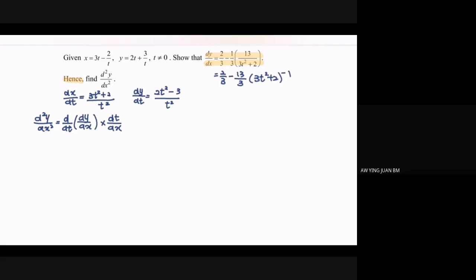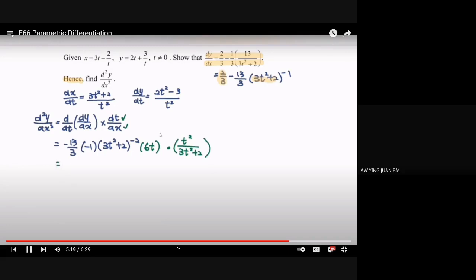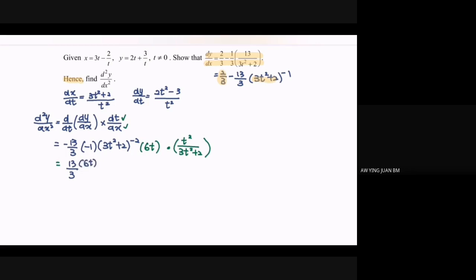So kindly differentiate the dy/dx. So in here, if we differentiate the 2 over 3, we will have 0. So we will have negative 13 over 3 bracket negative 1 bracket (3t squared plus 2) to the power negative 2. Differentiate the internal situation and we will have 6t multiply with dt/dx. So meaning that we will have t squared over (3t squared plus 2). So kindly simplify the situation. So we will have 13 over 3 multiply with 6t bracket 1 over (3t squared plus 2) to the power of 2 bracket multiply with t squared over (3t squared plus 2).